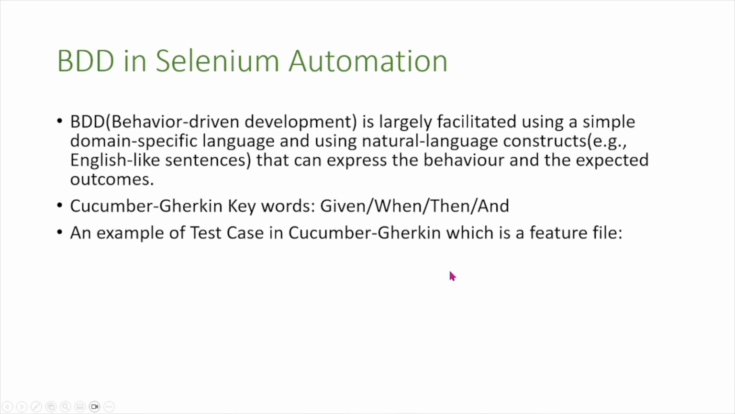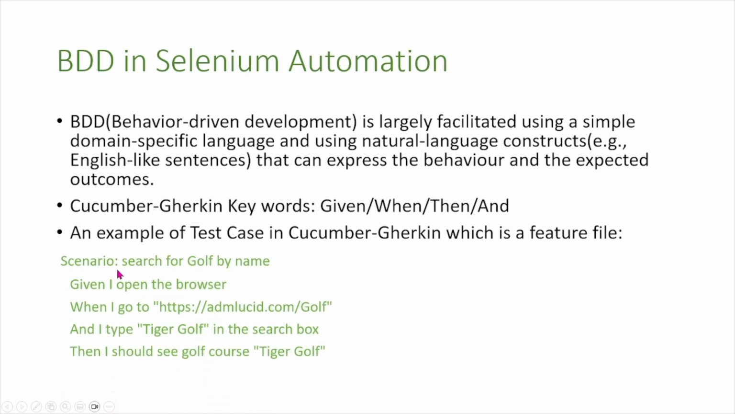So an example of a test case in Cucumber Gherkin, which is a feature file, is like this one. So this is a scenario where you want to search for golf by name. So given I open the browser, when I go to this URL and I type this in the search box, then I should see golf course Tiger Golf. And so this is just expressing what we're seeing in the simple English language.